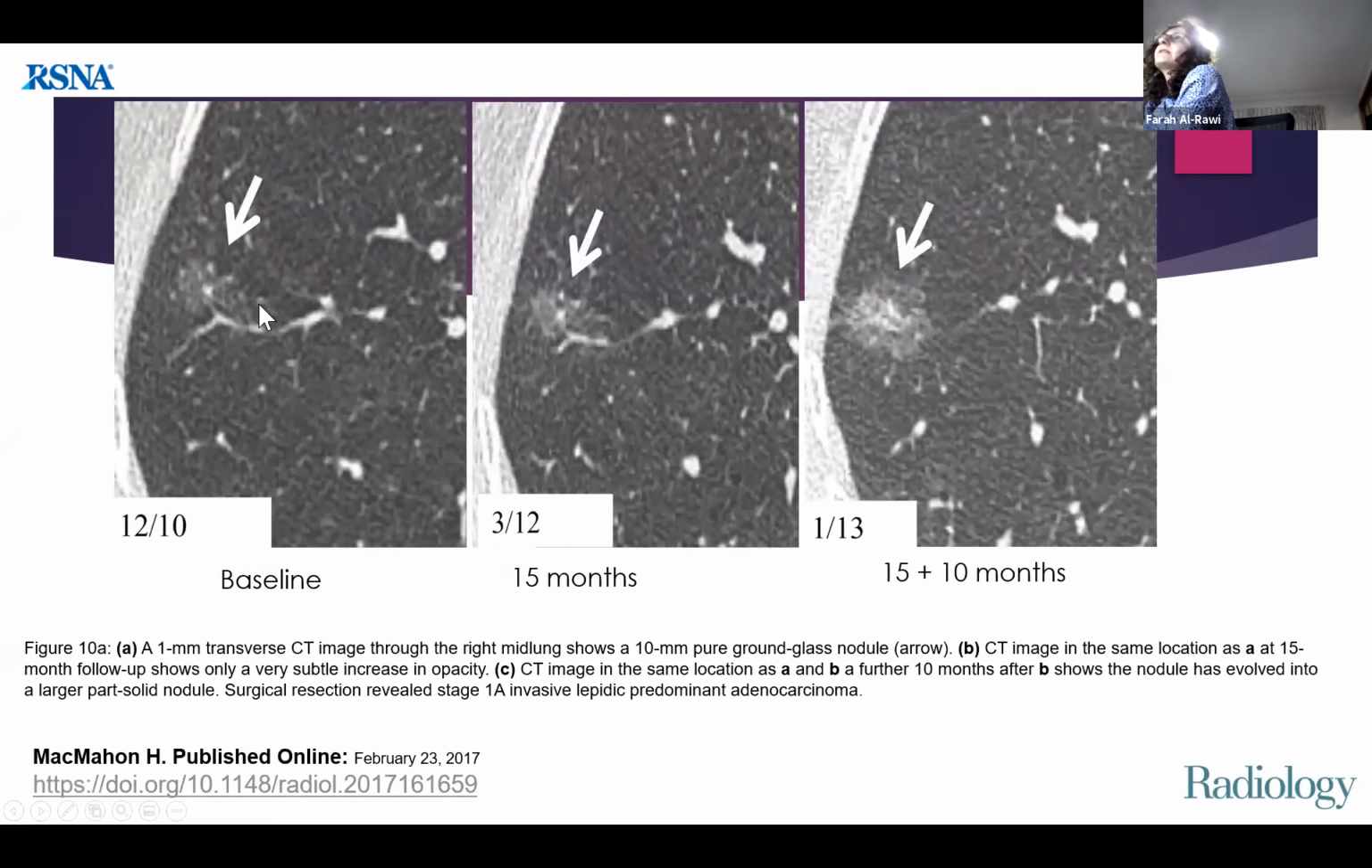So you can see this is a ground glass nodule. It's quite small, and 15 months later, it hasn't grown. It's the same size, but maybe it's slightly more dense. Then we did another CT 10 months later. So this is 25 months, more than 2 years from the baseline. And that's when it started growing. It's got a more solid center, it's denser, and it's larger. And this was adenocarcinoma, again, on surgical resection.